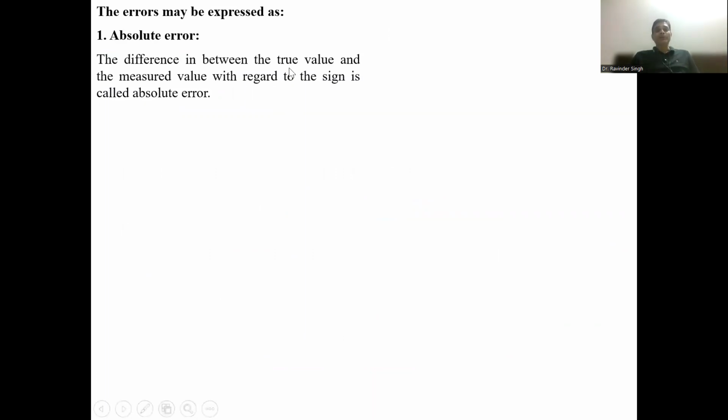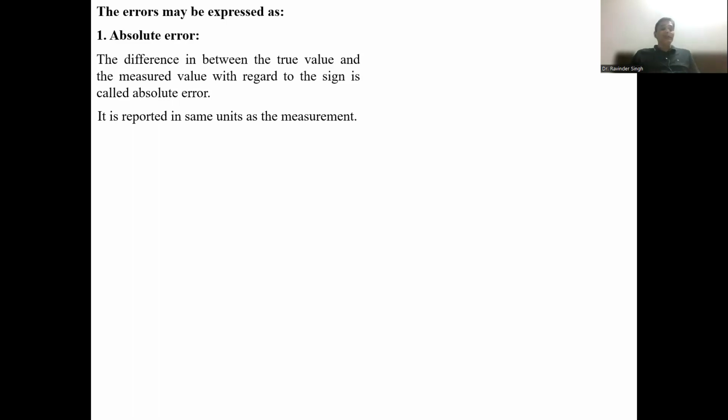When we define error, we express it in different ways. So the first one is the absolute error. What is the absolute error? The difference between the true value and the measured value, with regard to the sign, is called the absolute error. It is reported in the same unit as the measurement.